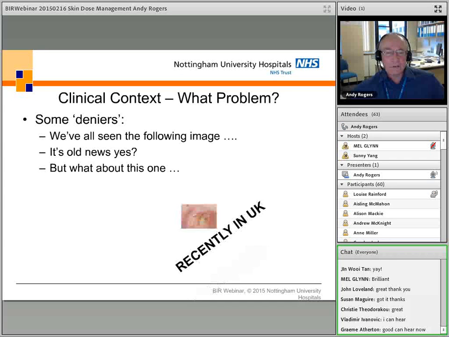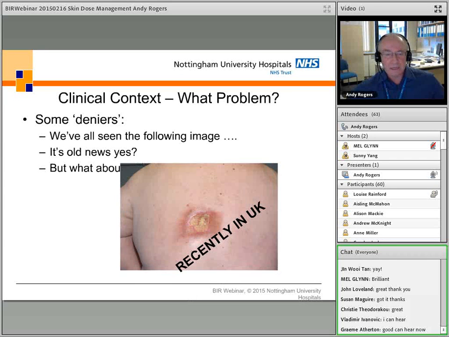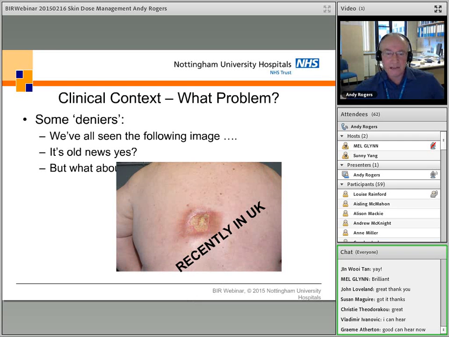But we still get this sort of thing happening in the UK. And this is quite a nice burn on the back of a reasonably large gentleman. This was a middle of the night primary PCI. And it's not totally surprising that this happened. So we're going to assume, for the purposes of this webinar, that it's a live issue.